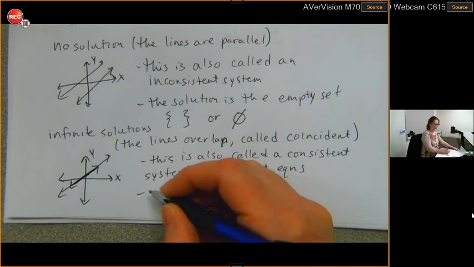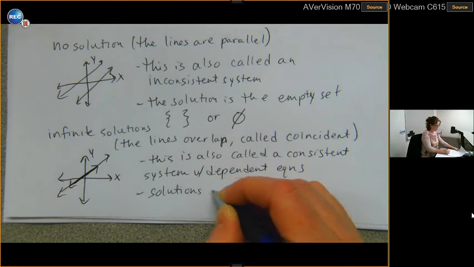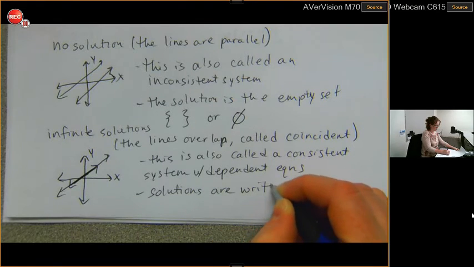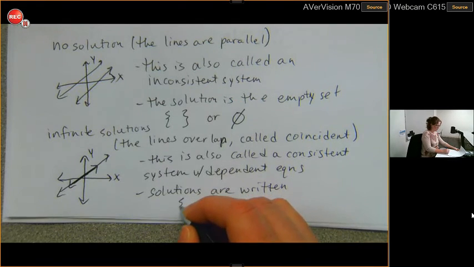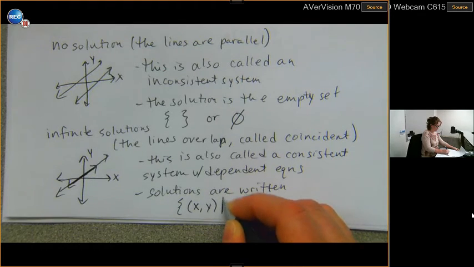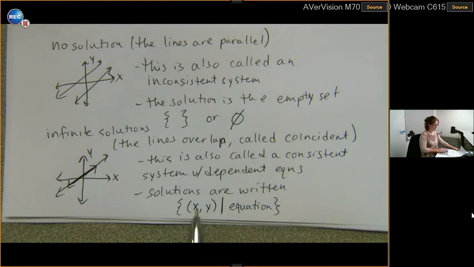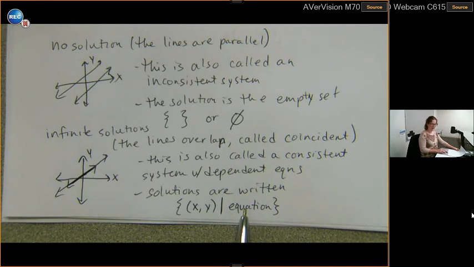The notation is a little bit different. You're going to write it as a set of all ordered pairs x, y, such that, and then you would list one of the equations. So this is just telling us that any x-y combination that works in the equation, and yes, you'll have two equations, you just pick one of them, because what this means is that they're both the same equation. So you just pick one of them and write it there.